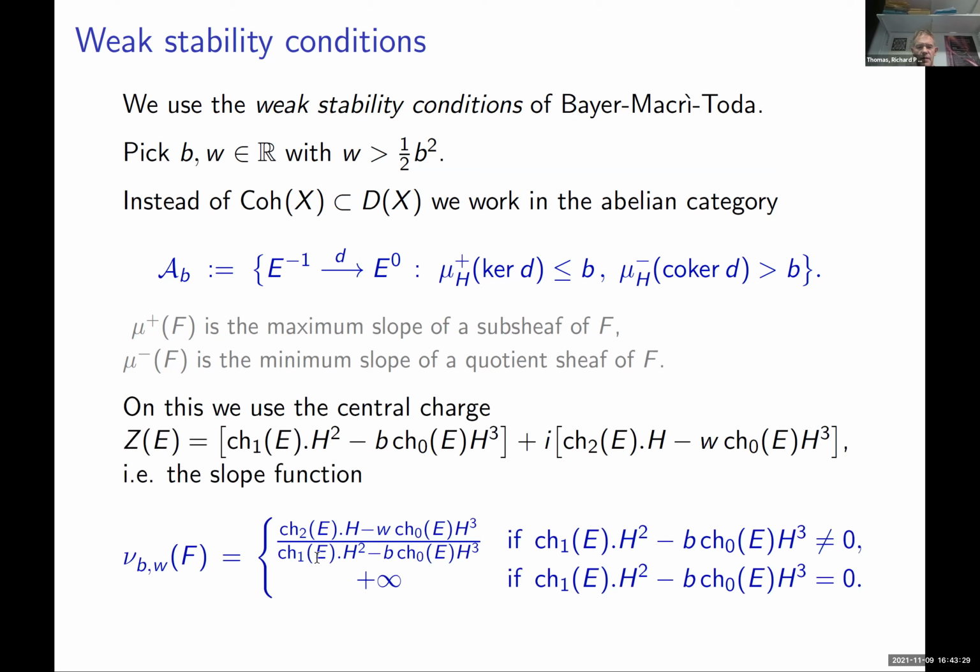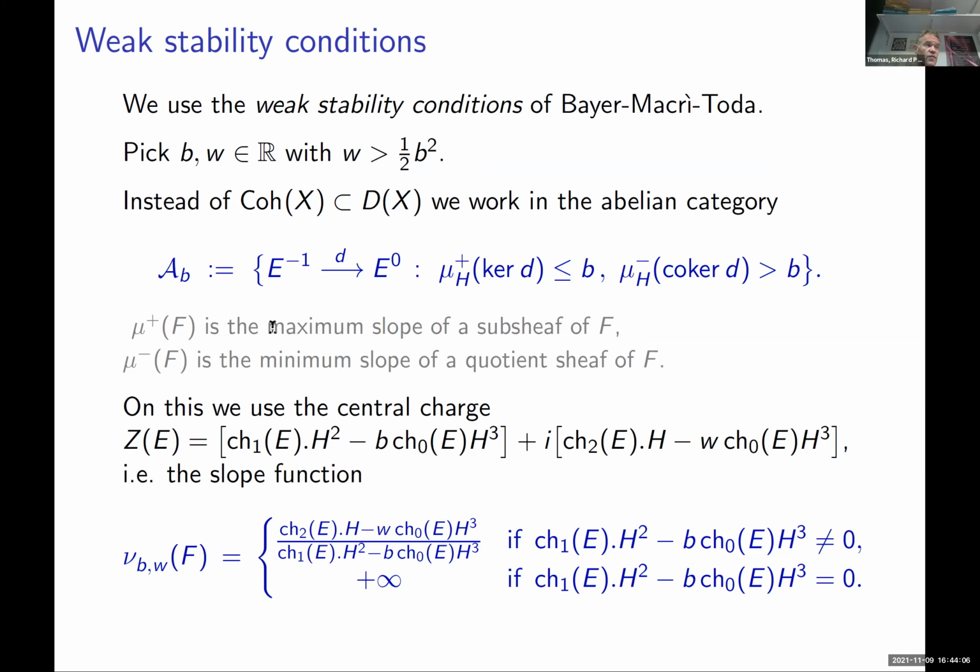And then there's a central charge and a slope. You shouldn't really look at these formulae. All you should notice is they're topological. So they only depend on the polarization, the Kähler form, and the Chern character of your sheaf or complex of sheaves. And the one thing to notice in this formula is that they only use rank, first Chern class, and second Chern class. They don't use the third Chern class. And that's the origin of the name weak.